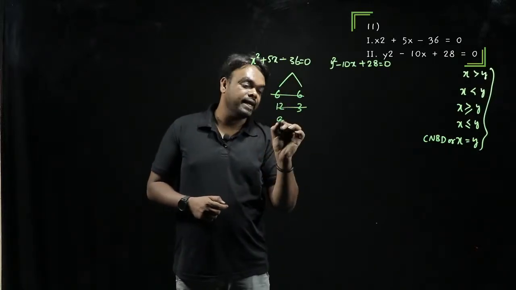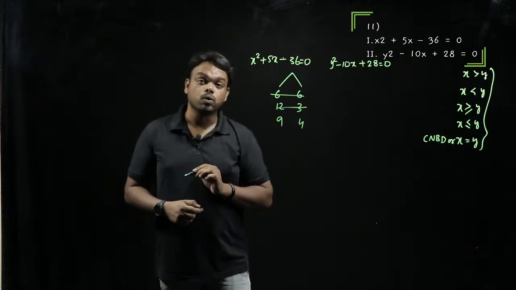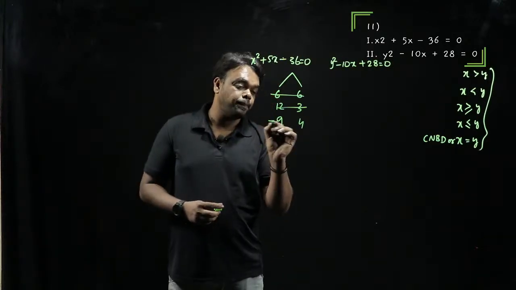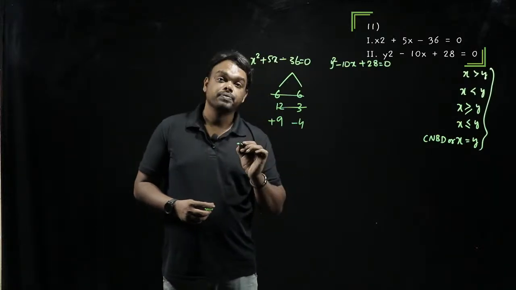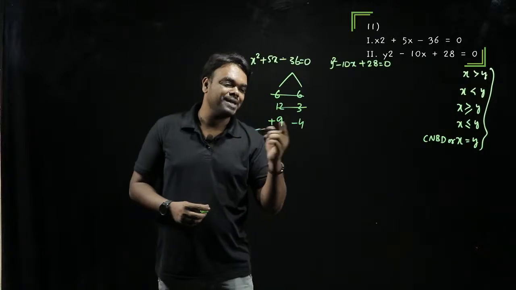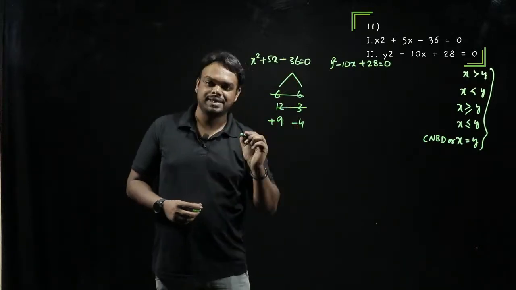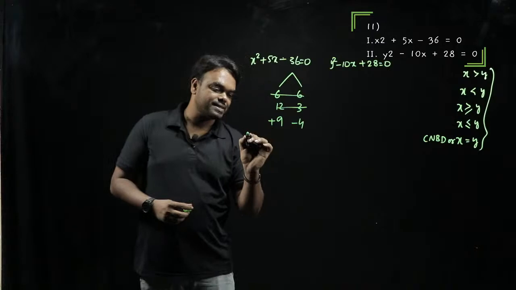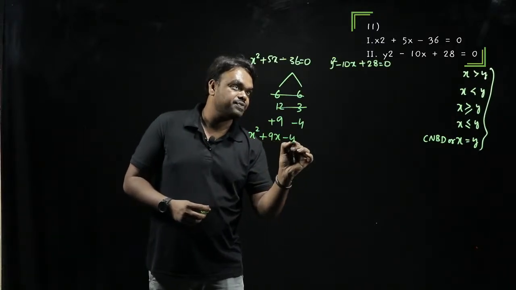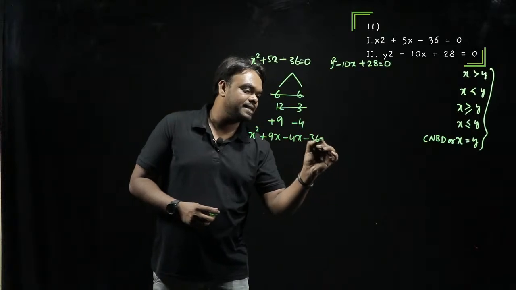Suppose if I take 9 into 4. What is 9 into 4? 36, right? Now, here, plus 9 minus 4. Plus 9 minus 4. What is it? Plus 5. Product, plus 9 into minus 4, minus 36. So, this is x square plus 9x minus 4x minus 36 equal to 0.